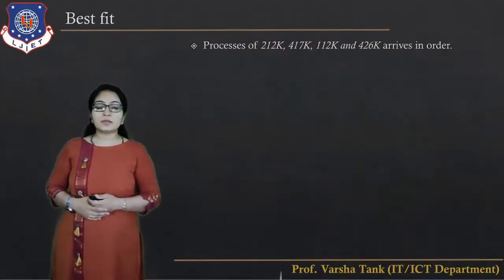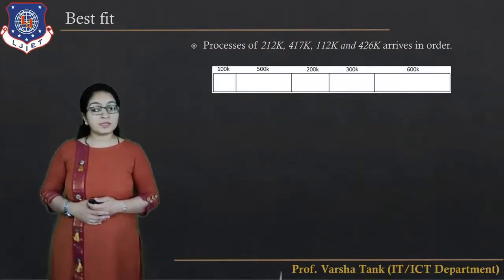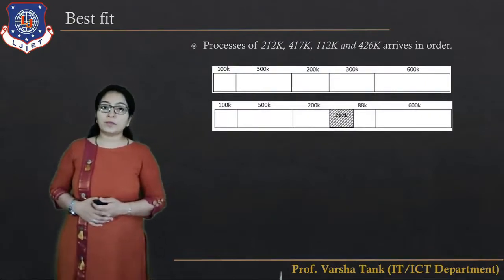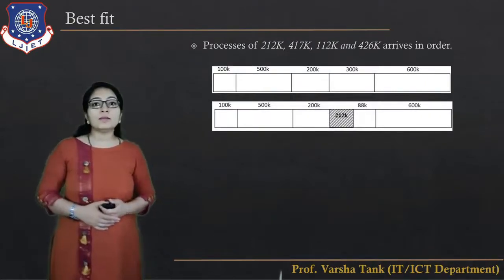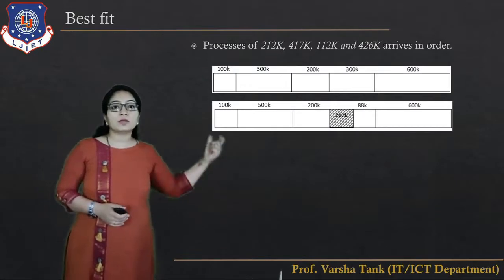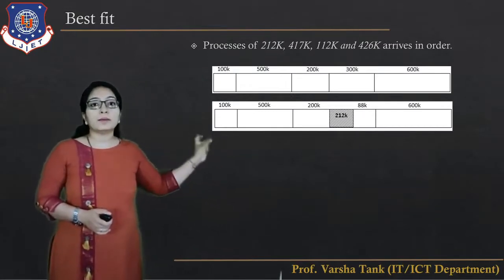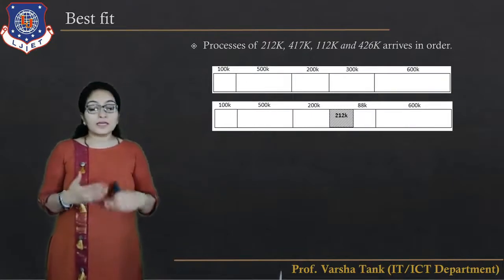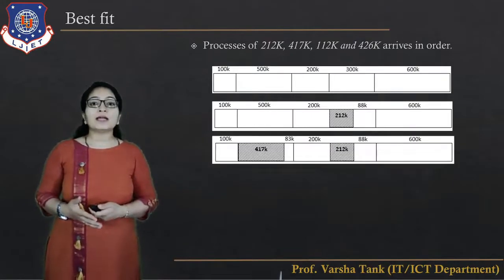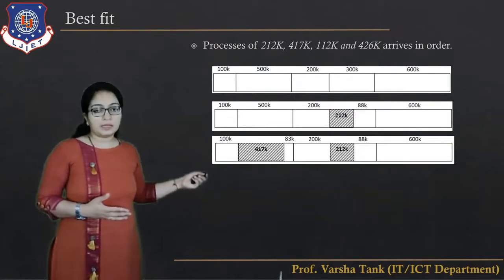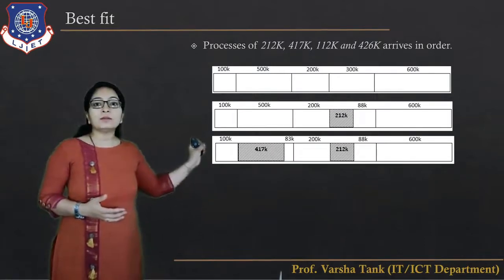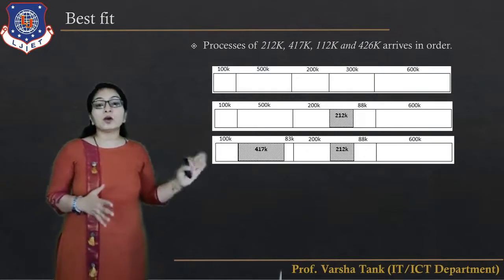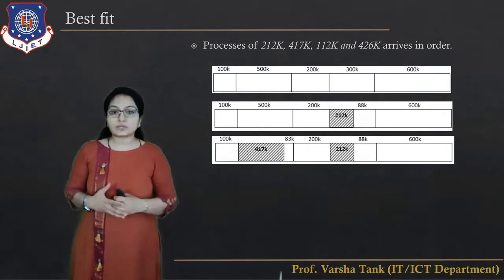Here, see the same processes and the same memory space. In best fit, 212K will be allocated to this particular memory space, so we have less memory loss. After that, again we have the 417K. So 417K will be allocated to the 500K block rather than the 600K block, as in first fit and next fit that we have seen.